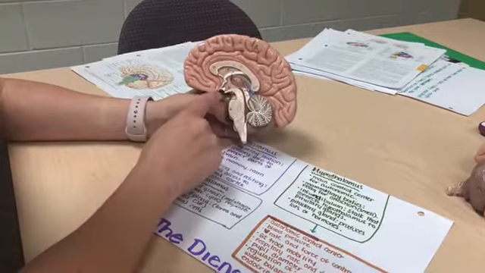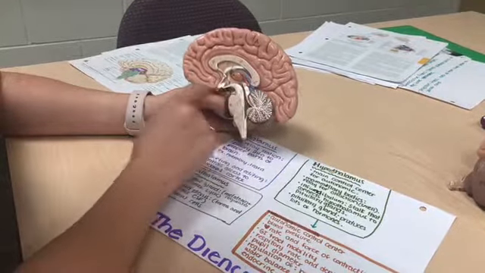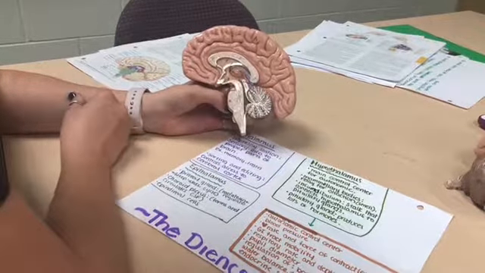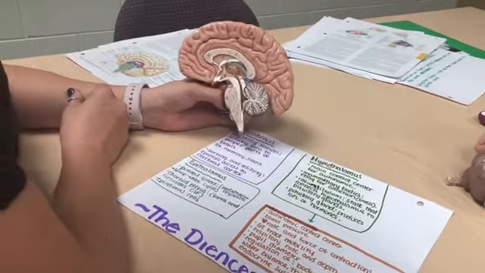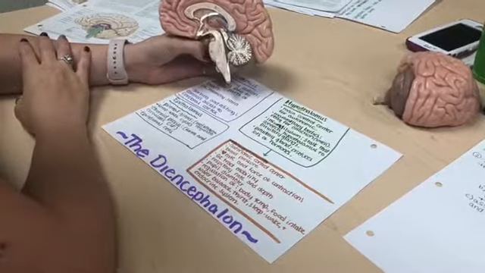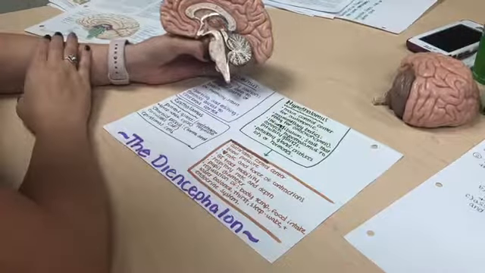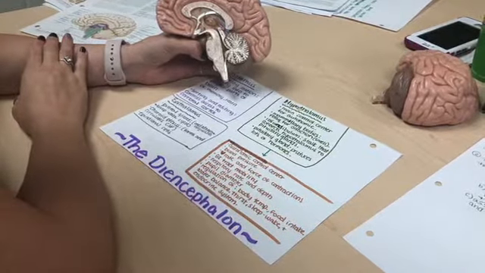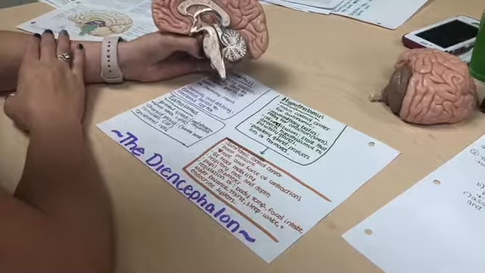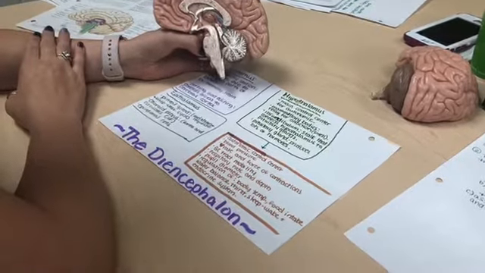Mammillary bodies, which are here. Relay for olfaction, which is smell. Infundibulum, which is the stalk that connects the hypothalamus to the pituitary gland. The pituitary gland produces lots of hormones.